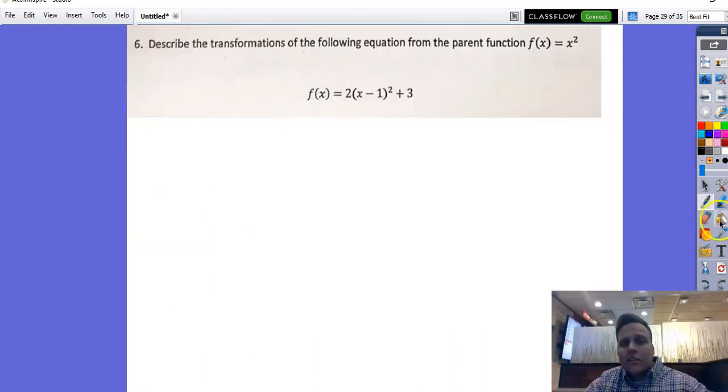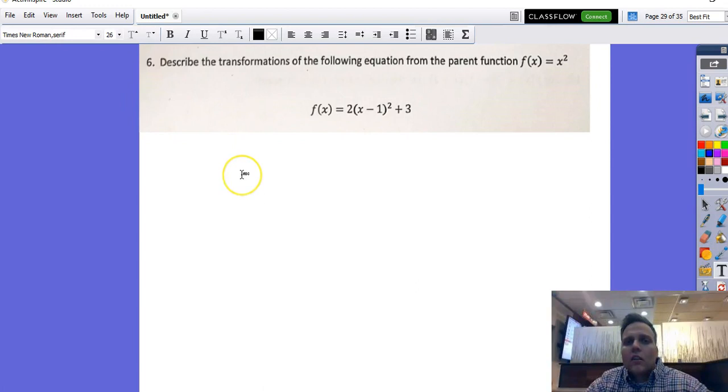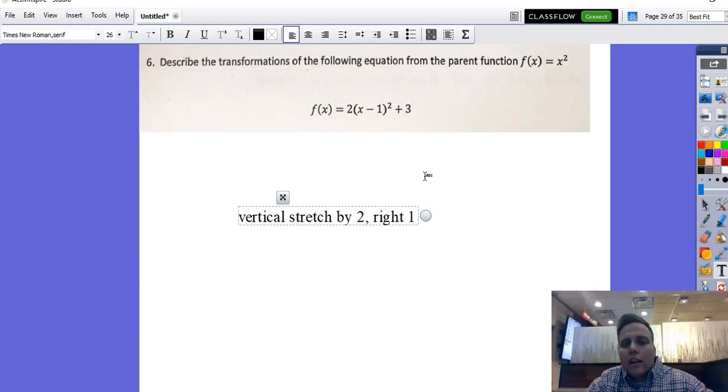Alright, let's go to 6. It says, describe the transformations for the following equation from the parent function f of x equals x squared. So that's what we're just talking about. It goes up, down, left, right, vertical stretch. Here, we are multiplying the whole quadratic part by 2. So that represents a vertical stretch by 2. This minus 1 inside the parentheses with x, that means right 1. And this plus 3 means up 3. Alright? So that's the answer to this problem.